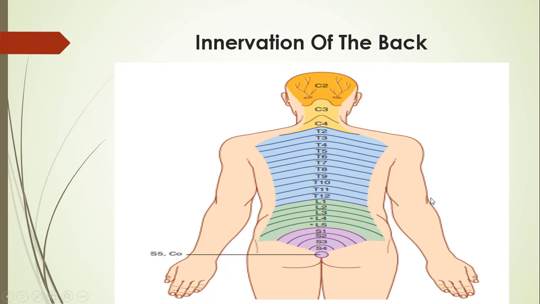So the posterior branches of spinal nerves innervate the intrinsic muscles and the adjacent skin, and the cutaneous distribution of these posterior rami extends to the gluteal region of the lower limb and the posterior aspect of the head, as you can see. Here are parts of the dermatomes innervated by the posterior rami of spinal nerves shown here.